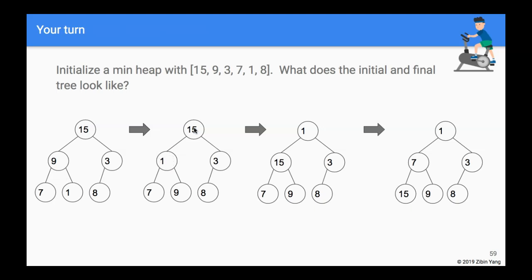Once we're done here, we'll move up from index 2 to index 1. Again, this clearly does not satisfy the heap property, so we swap 15 and 1. But 15 is not done though. 15 is still bigger than its 2 children, so we further percolate 15 down to the smaller child, which is 7. And we're done here. So now this entire tree is a min heap.